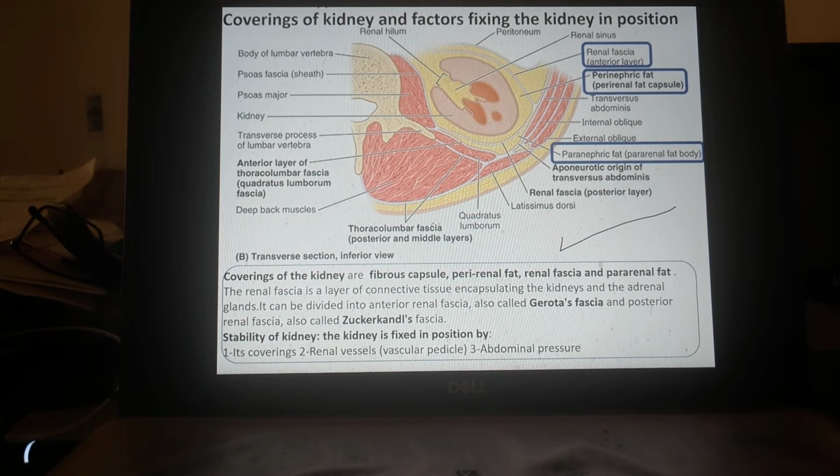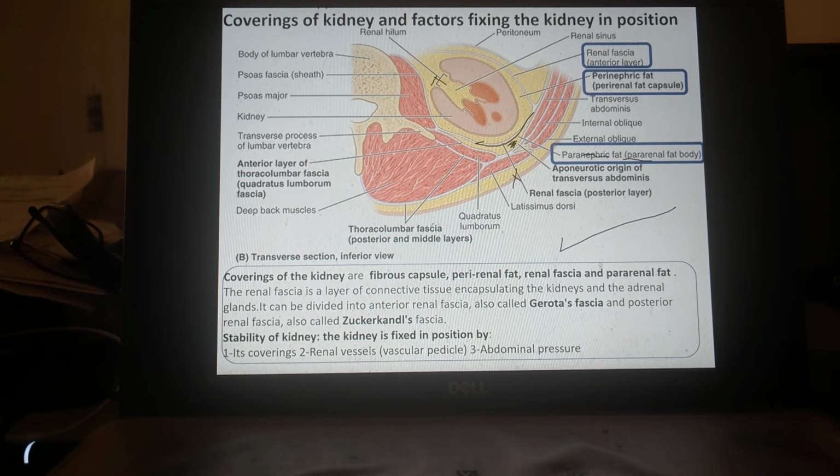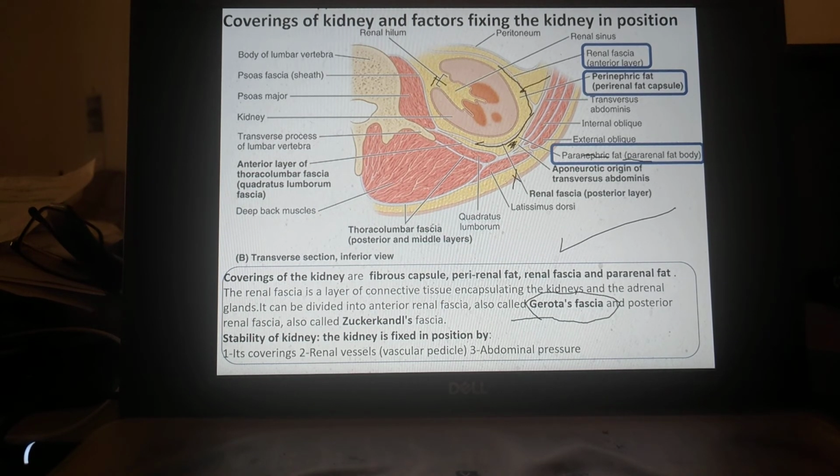As you see, the kidney is fixed in position by certain layers of fat and fascia. Here is the outer side, here is the inner side. From the outer side you can find the paranephric fat or pararenal fat. Nephric means the kidney. Then you find this layer of fascia, which we call the pre-renal fascia, and this fascia has an anterior layer and a posterior layer. The anterior layer is called Gerota's fascia, or fascia of Gerota, and the posterior layer is called Zuckerkandl fascia.